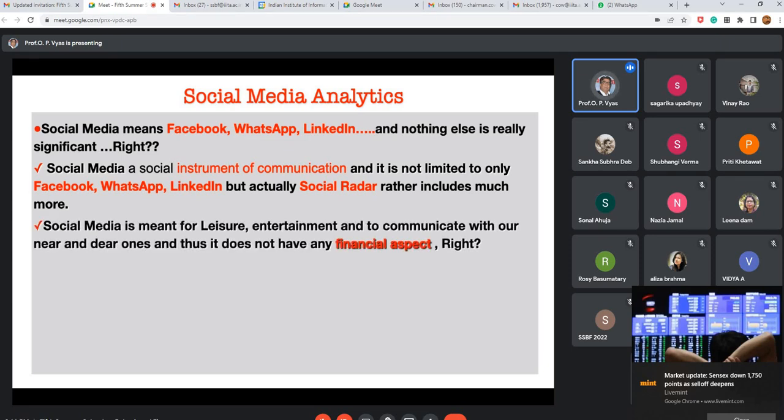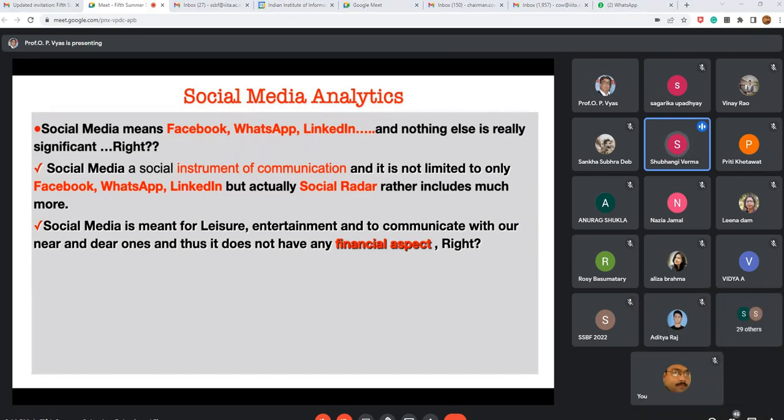Social media is meant for leisure, entertainment, and to communicate with near and dear ones, and thus it does not have any financial aspect, right? What will be your answer, please? Not really, sir. It does have some impact on the financial aspect as well, as there is this peer group effect: if one influencer shares that this stock is doing well, or that this app for stock market trading is doing well, then many people get influenced by that specific meme, reel, and so on.